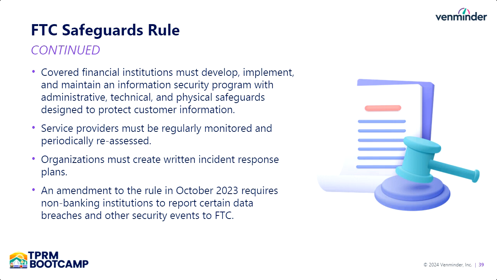Organizations must also have written incident response plans that describe how they'll respond and recover from a security event like a data breach. And a separate amendment from October requires organizations to report certain security events within 30 days of discovery, which still applies if that event originated at a third-party service provider.